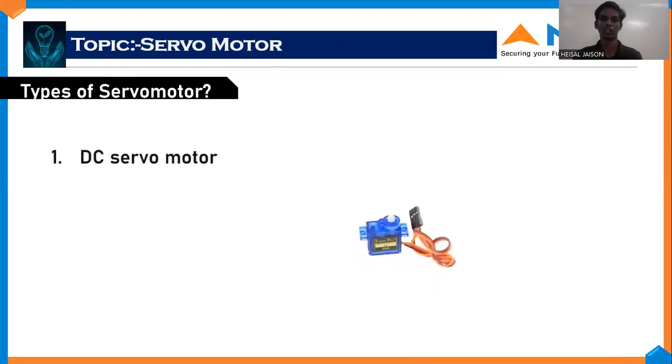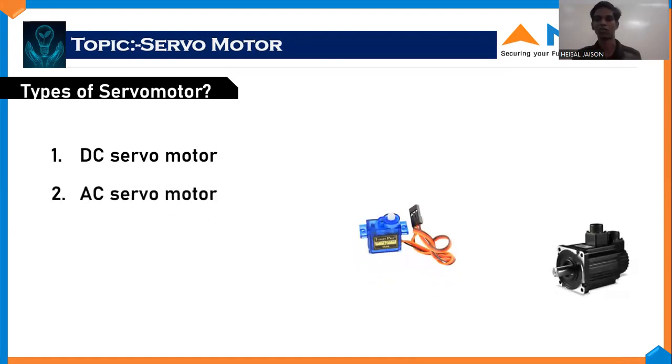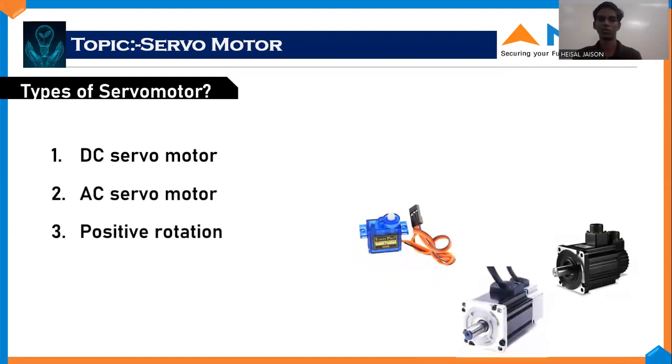First of all, I will go with the types of servo motor. There are several types: DC and AC. Those two are the common types. Normal people know AC current and DC current, so there will be two types of motor. Apart from that, there are position rotation motors, which are used for rotating 360 like a stepper motor, and can be used for accurate angle. It's more accurate than normal DC servo motors.